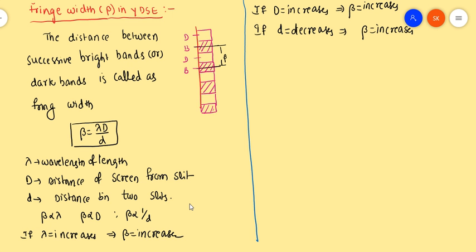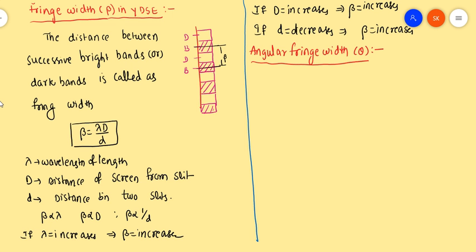The next one is how this fringe width will be affected when we dip the setup in a liquid. But before that, I'm going to explain one thing, that is angular fringe width. That is our next topic. What is angular fringe width? Angular fringe width is the angle that one fringe width makes at the center of the screen.